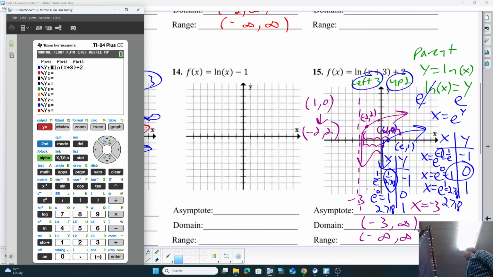Let's double check our work. I'm going to graph ln of x plus 3 in parentheses. So that's the ln button, and then x plus 3, and then plus 2.